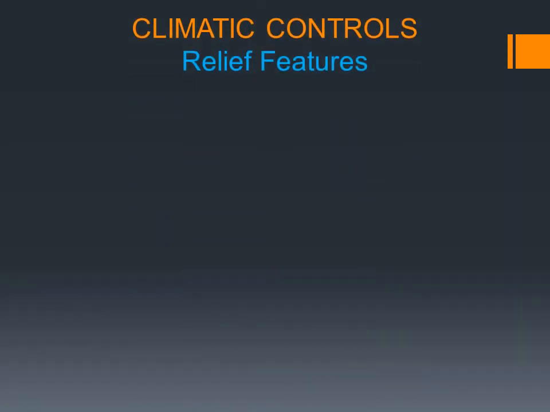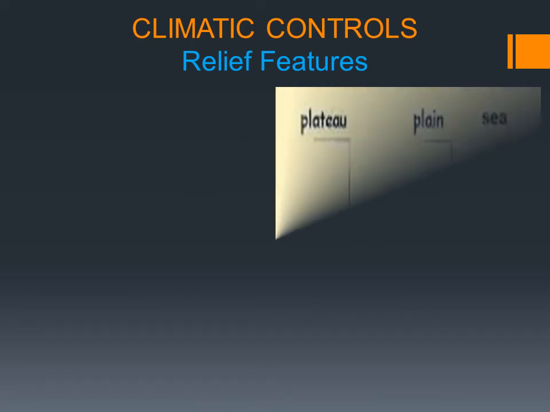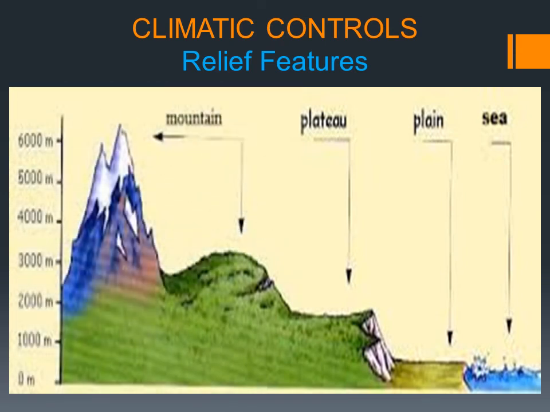Okay, next criteria is the relief features, the shape of the land, whether it is mountain, plateau, plain or sea. This also affects the climate of the place. So if it is a mountain, already before 3 or 4 slides we have seen that if the altitude increases, the pressure and the temperature decrease. So according to that, the climatic change also happens. If it is very near to the sea, if it is a plain place, then the climate will change.